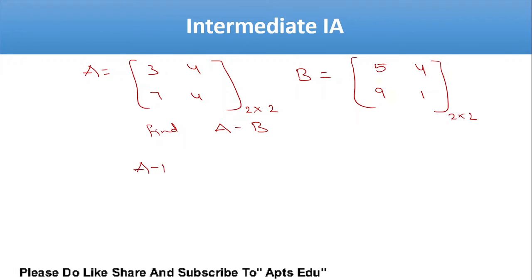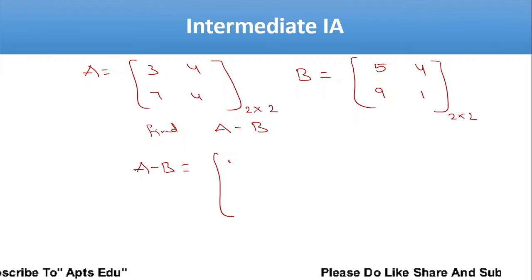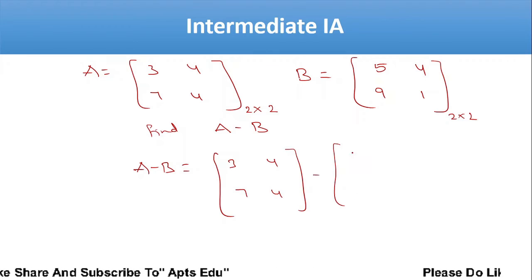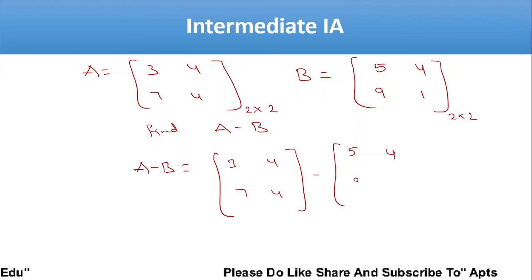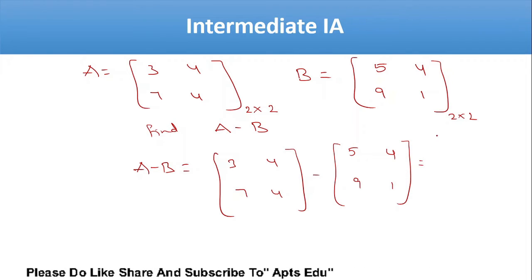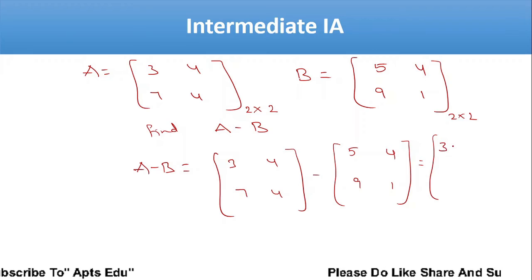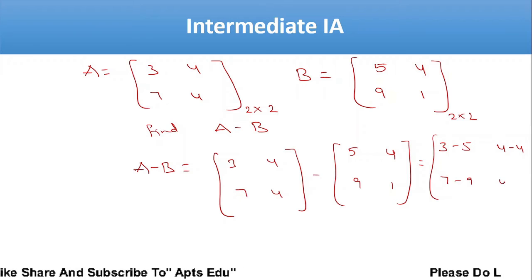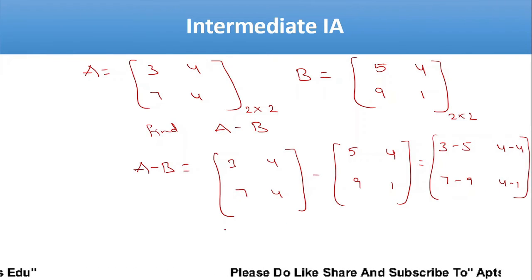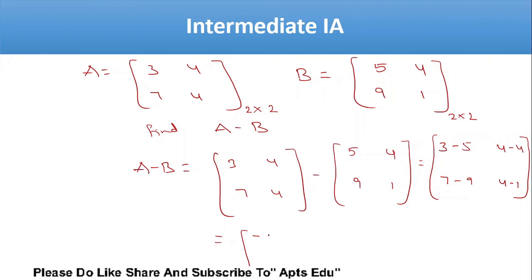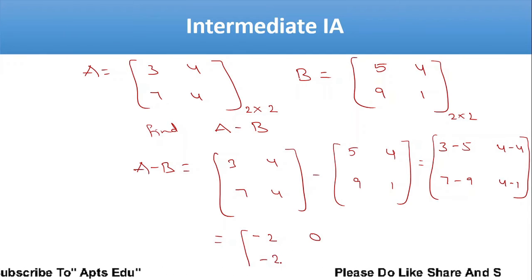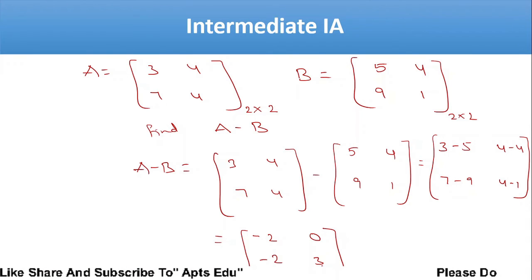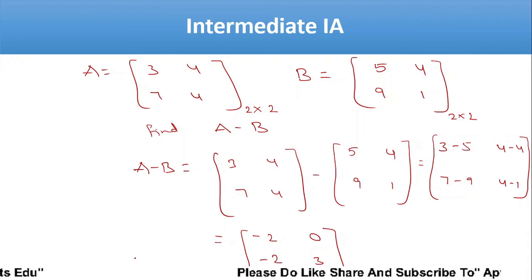So A minus B, 3, 4, 7, 4 minus 5, 4, 9, 1. So what you will get is 3 minus 5, 4 minus 4, 7 minus 9, 4 minus 1. This is minus 2, 0, minus 2, 3. Next.